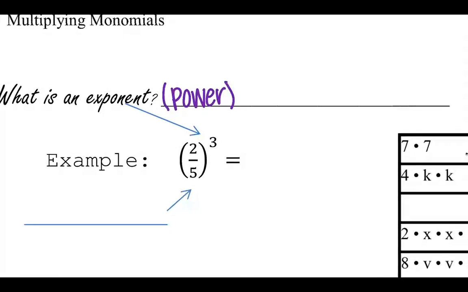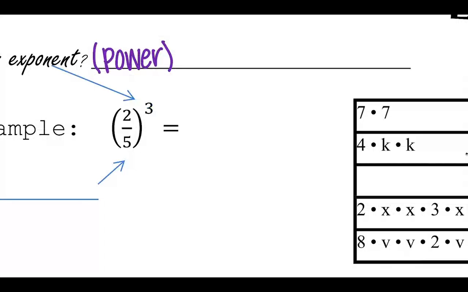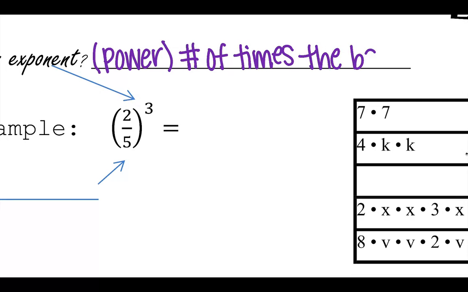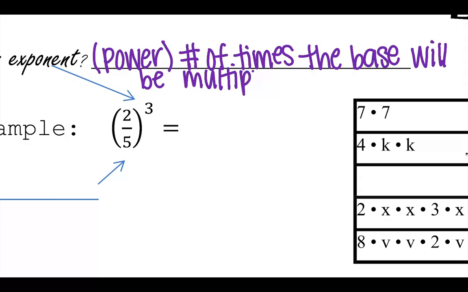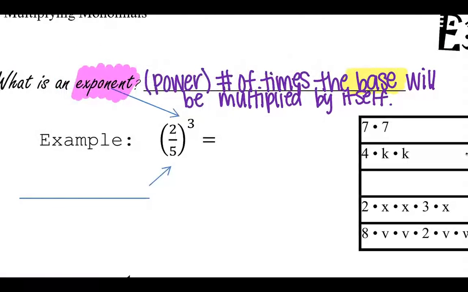And all an exponent does is it tells you the number of times the base will be multiplied by itself. So again, in this definition, we have the word base, and then we're talking about the definition of an exponent. These are the two key factors in a problem.